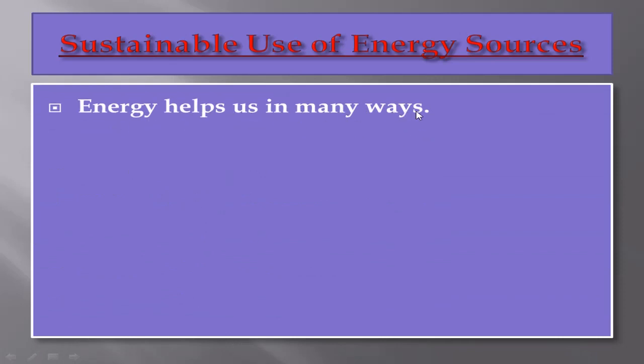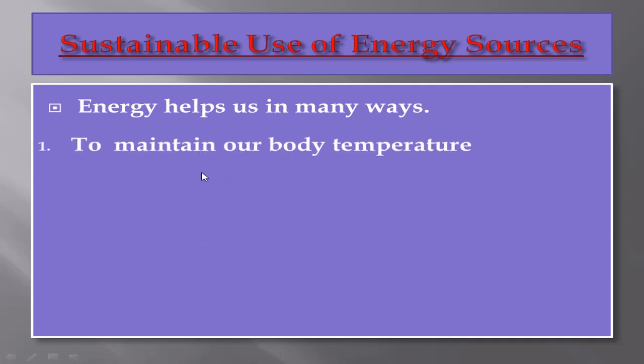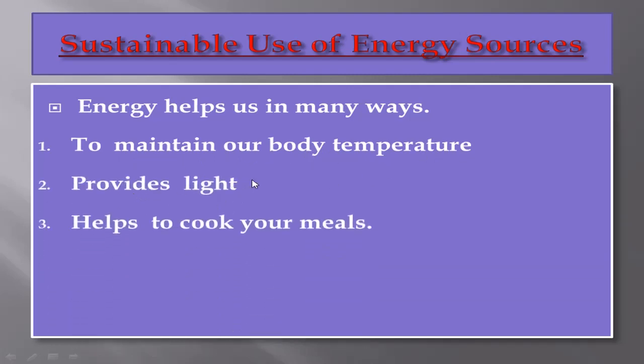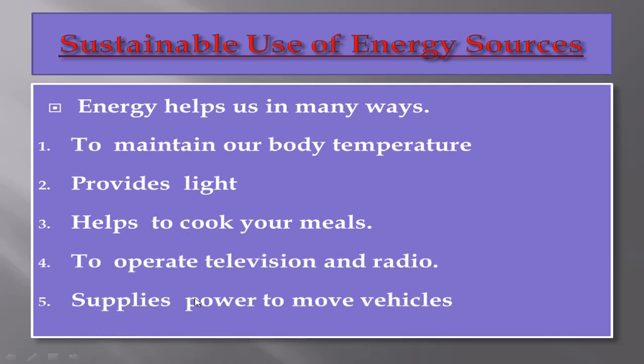Energy helps us in many ways. In our previous topic, we have learnt about different types of energy sources and uses of them. By observing them, we see that energy helps us in many ways. What are they? To maintain our body temperature, to provide light, to help cook our meals, to operate television and radio, and to supply power to move vehicles. Those are the different ways of using energy.